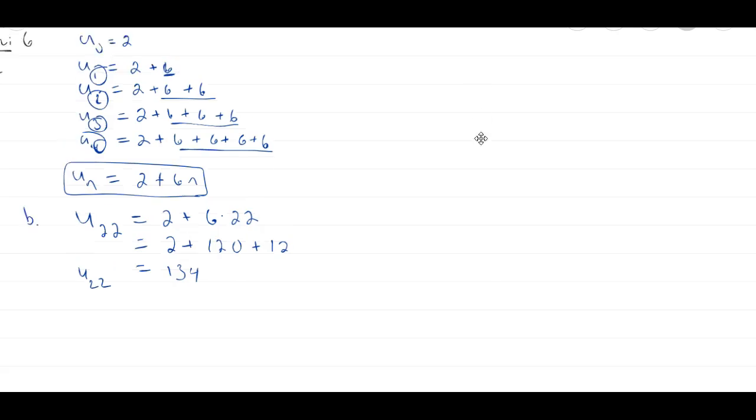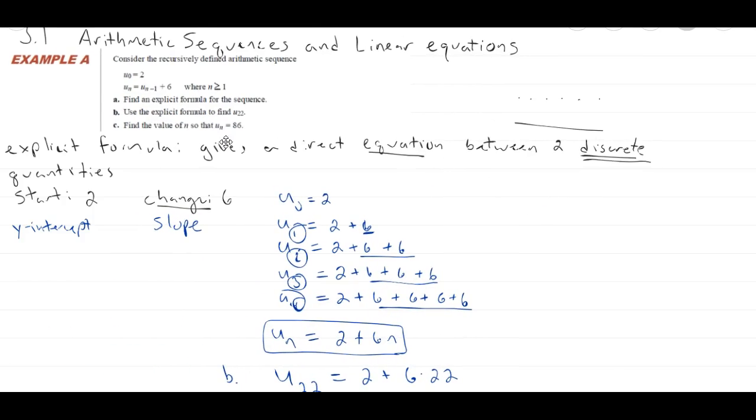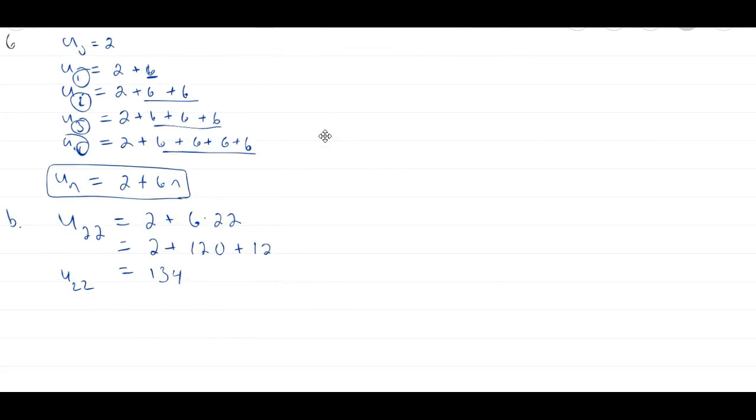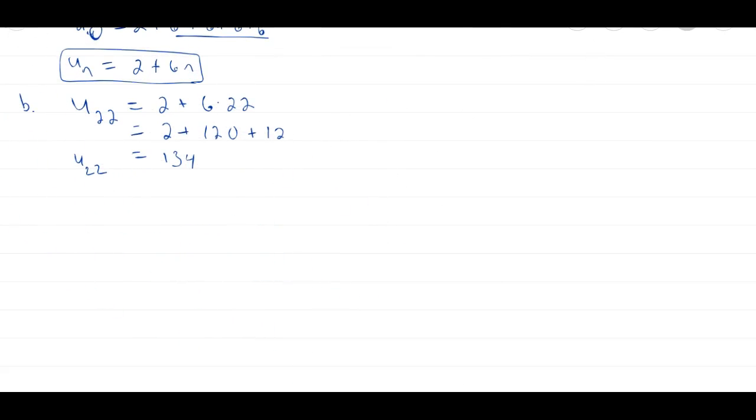All right, then let's go back and look at part C here. Part C says find the value of n so that u sub n equals 86. So we're going to go right back up here and do part C. I'm going to put 86 in for u sub n, so we get 86 equals 2 plus 6n. And now a lot of you should be able to say, oh, I think I know what to do. I've been solving equations for a while. Subtract 2 from both sides, and we should end up with 84 equals 6n.